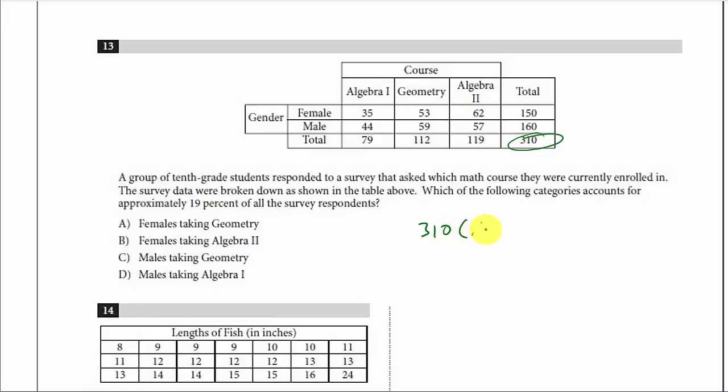So if we take 310 times 0.19, converting the percent to a decimal, that's equal to 58.9. Which choice is the closest? Let's look at what choices we have: females taking geometry, females taking algebra 2, males taking geometry, and males taking algebra 1. Which one's closest to 58.9? That's this one, so it would be C, males taking geometry.